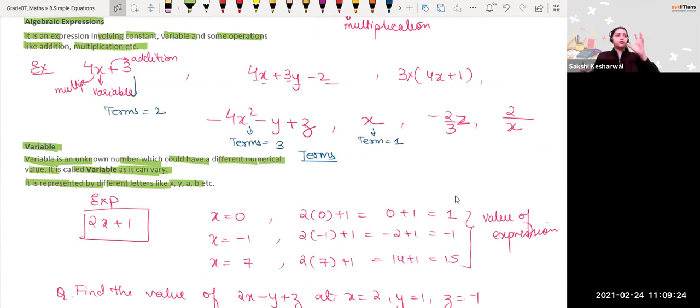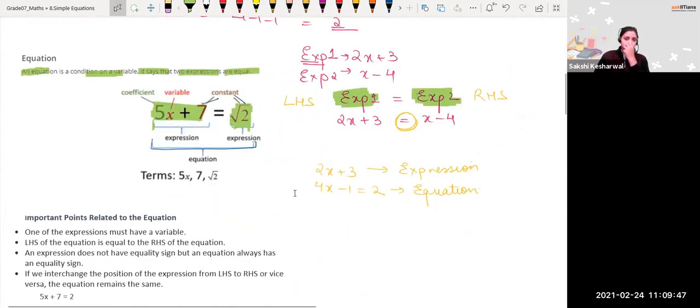For example, 4x squared plus 5. 4x squared is one term, and plus 5 is one term. So a variable part is one term; then addition or subtraction gives the next term, and again addition or subtraction gives the next term. But if you say this is two terms, no, this is only one term.